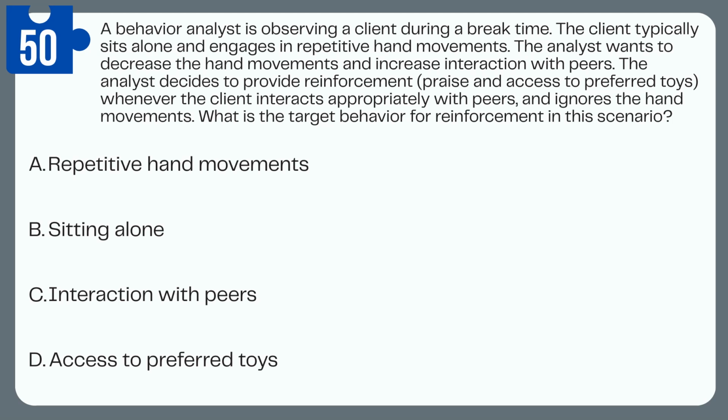Question 50. A behavior analyst is observing a client during a break time. The client typically sits alone and engages in repetitive hand movements. The analyst wants to decrease the hand movements and increase interaction with peers. The analyst decides to provide reinforcement, praise, and access to preferred toys whenever the client interacts appropriately with peers and ignores the hand movements. What is the target behavior for reinforcement in this scenario? A. Repetitive hand movements. B. Sitting alone. C. Interaction with peers. D. Access to preferred toys.